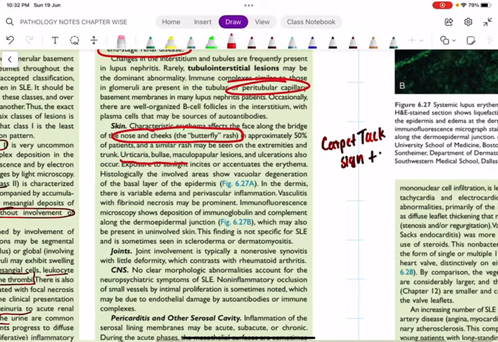There will be urticaria, bullae and maculopapular lesions. Okay, and histologically what will be there? There will be some vacuolar degeneration on the basal layer. Vacuolar degeneration means you can see some vacuoles, a vacuolated appearance on the basal layer of the epidermis, and in dermis there will be inflammation. Of course, due to the immune complex deposition, there will be fibrinoid necrosis, and in immunofluorescence we can see some deposition of the immunoglobulin in the dermo-epidermal junction.